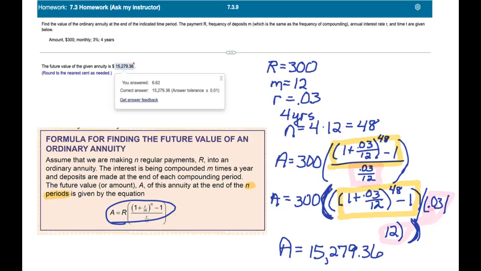Okay. You just need to be very careful punching this into your calculator. And that value of n that I talked about up here for the exponent, that needs to be the number of times compounded times the number of years. So that's where we're getting 48. I hope this helps.